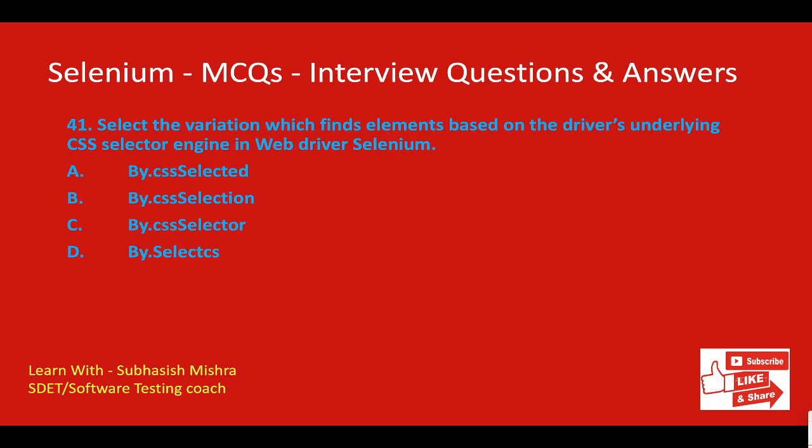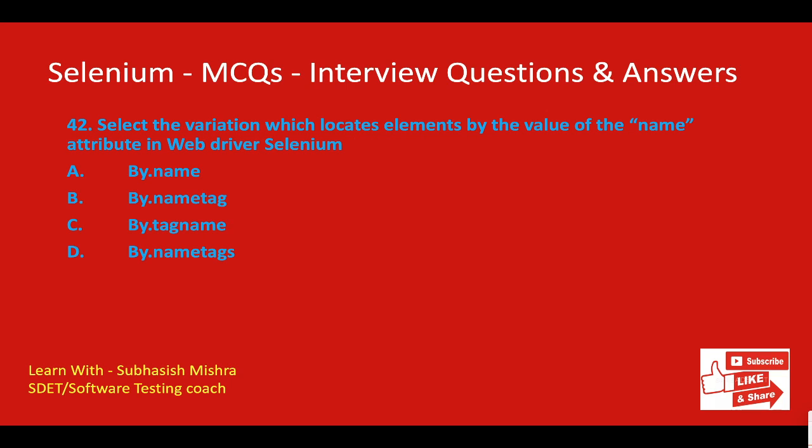Select the variation which finds elements based on the driver's underlying CSS selector engine in WebDriver Selenium. So the options are by.css selected, by.css selection, by.css selector and by.selects. So the answer is by.css selector. This is the one which we use. Okay, so let's move to the next one.